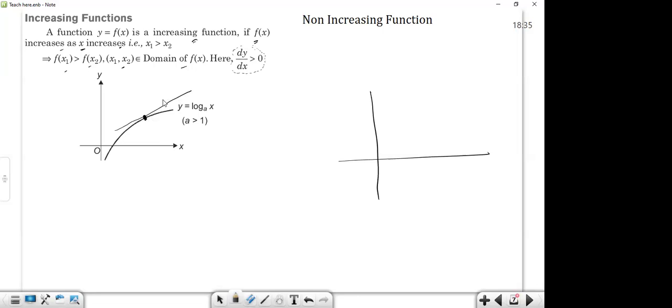Let me repeat. An increasing function is a function which increases with input. So let's say there are 2 points, x1 is greater and x2 is less. Then f of x1 should be greater than f of x2. That is why this is an increasing function in this domain of the function. Is this clear to you?